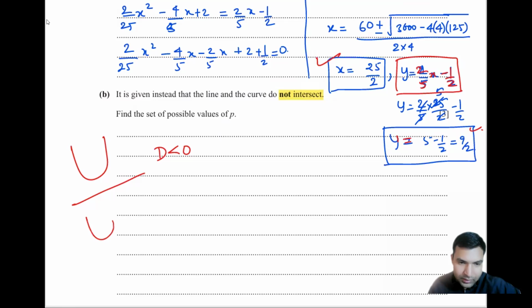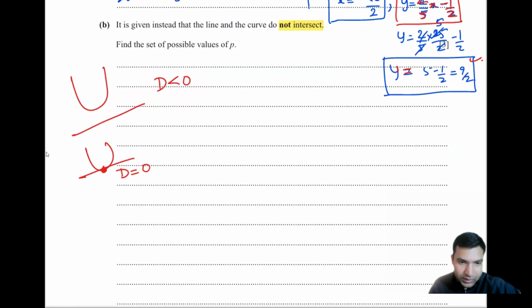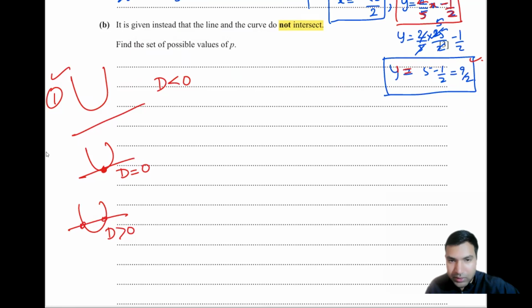This is the condition. If there is only one point of intersection of a line and a quadratic, then discriminant will be equal to 0. That is b square minus 4ac. And if it crosses us at 2 points, then discriminant will be greater than 0. So our case is the first one. Okay, so discriminant will be lesser than 0. Okay, so now we know that k is equal to 2 by 5.